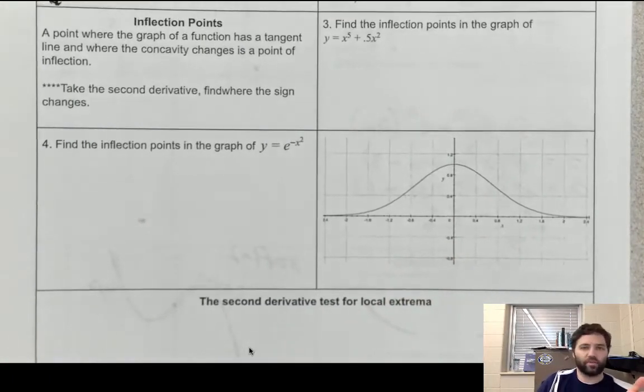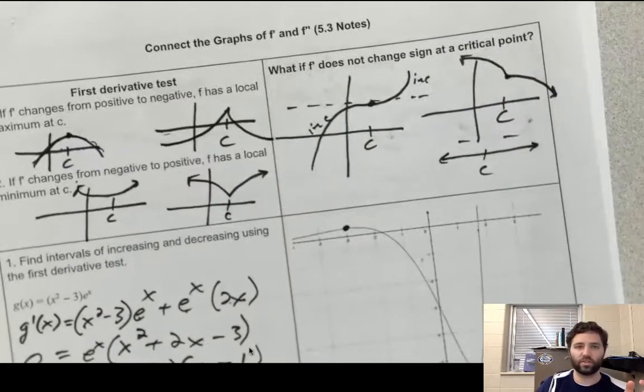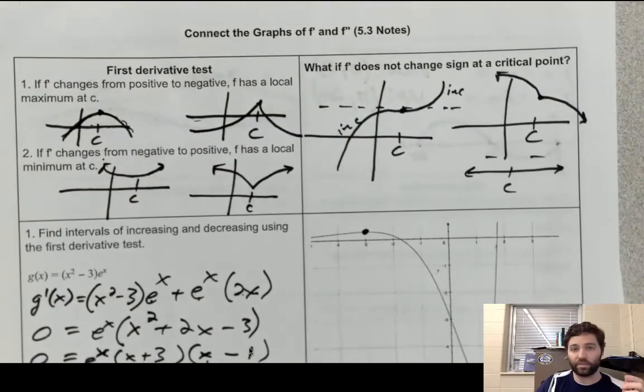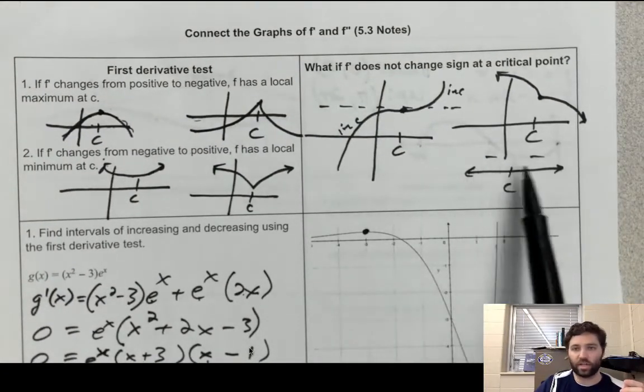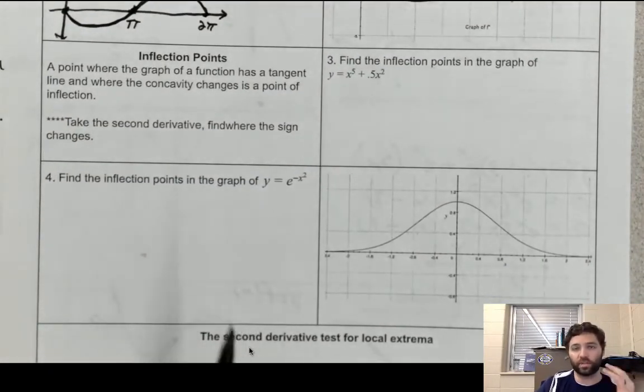We're going to take the second derivative and we're going to find where the sign changes. Very similar to the first derivative test. In the first derivative test, you may not have a maximum or a minimum if the sign doesn't change at that critical point. Well, the same thing is going to be true for looking for inflection points. If you take the second derivative and you find a point where the second derivative is 0 or doesn't exist, then you may not have a point of inflection. If there's a change in concavity at a point where the second derivative doesn't exist, that is not an inflection point. There is a change in concavity.